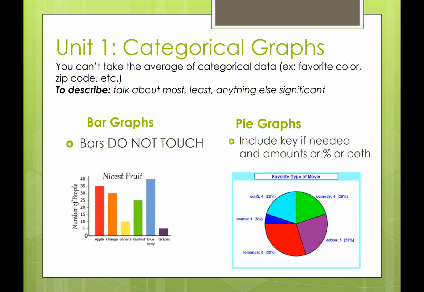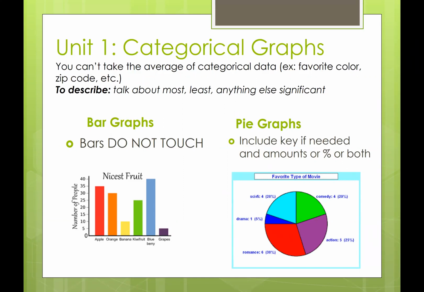So what you discuss when you look at the graph is the most popular, the least popular, and anything else that you think is significant. So there's not a lot to talk about. Probably won't be describing one on the AP test, but just in case, I'm reminding you what it is.